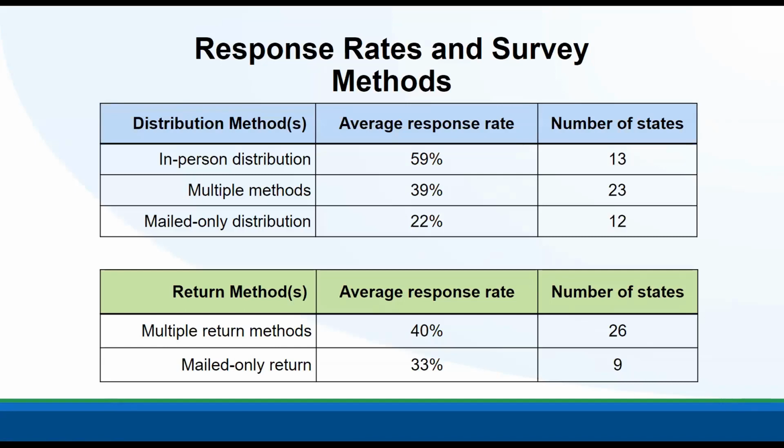And then same thing again, looking at the return methods, because there's a cross hatch of distribution and return, so we have a lot of combinations of methods that states are using. But the average for the multiple return methods is right around the mean at 40%, and then just having a mail-only return a little bit lower. And again, knowing that there's some states that are missing from these averages that we didn't have the distribution and return methods.